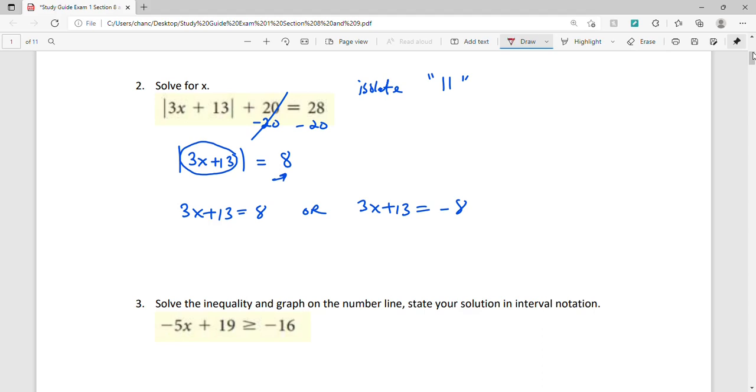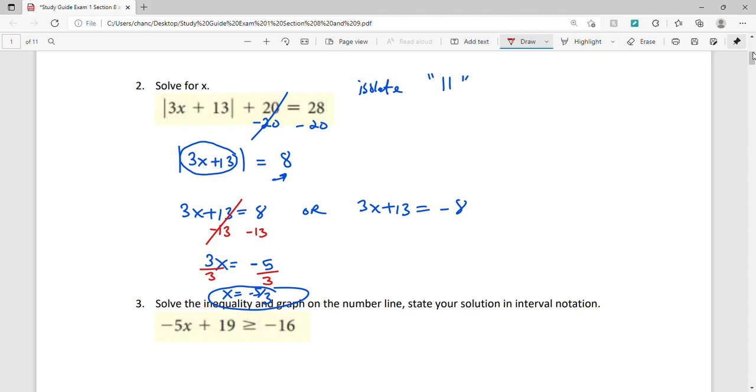On the left side, we could subtract 13 to both sides to solve for x. 3x is now equal to -5. Let's divide both sides by 3. And so our first solution is x equals -5/3.